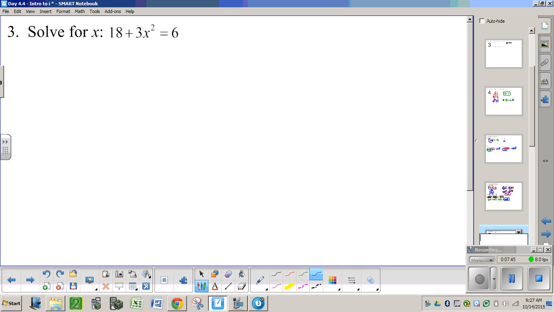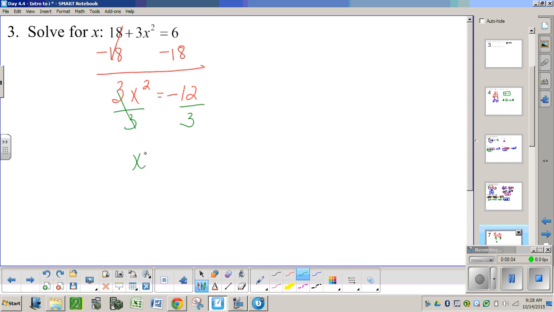All right, moving on to the next question here, you'll notice that now we're going to solve for x. So your same rules of solving apply. Nothing's changed there. So I'm going to isolate my x. I'm going to start by subtracting 18. So that leaves me with 3x squared equals negative 12. Now I'm going to divide both sides by 3. And we now have x squared equals negative 4.